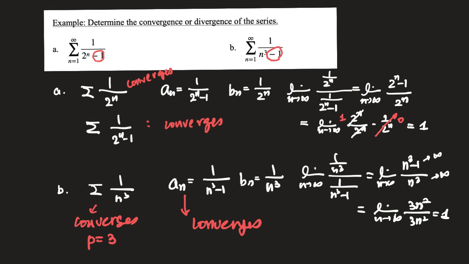This one is much easier than direct comparison, but the main point is you have to know which series is going to be compared. So that's the key point. Which series are you going to use? P series or geometric series.